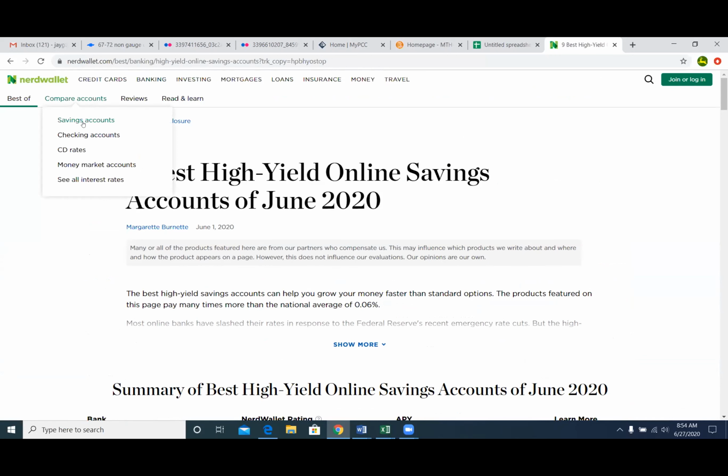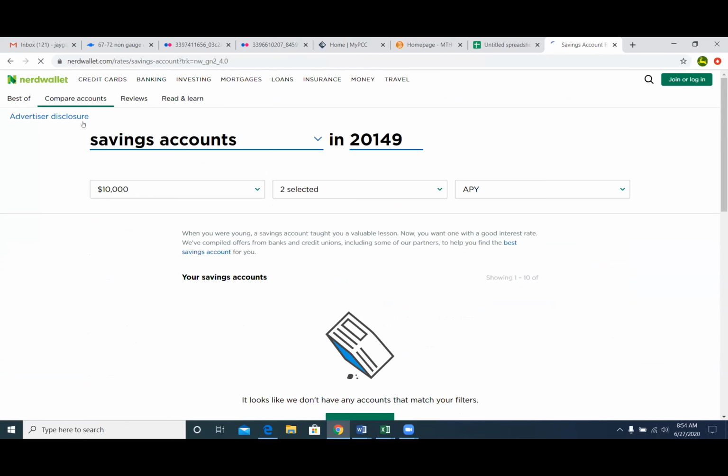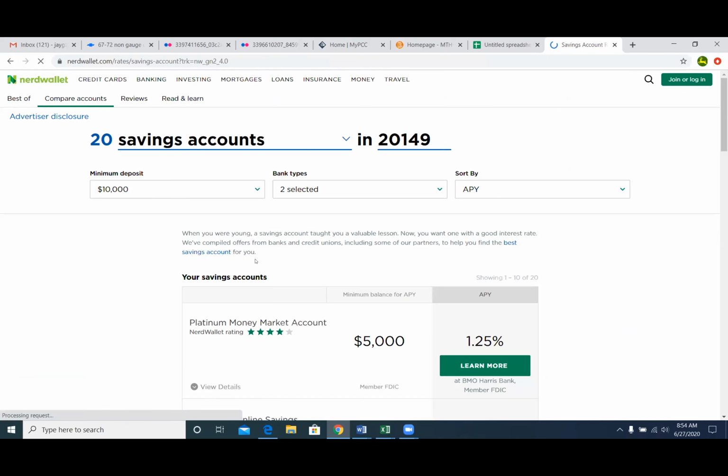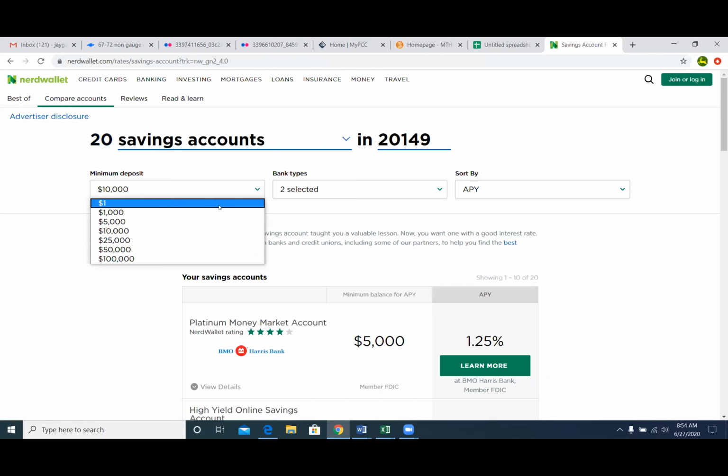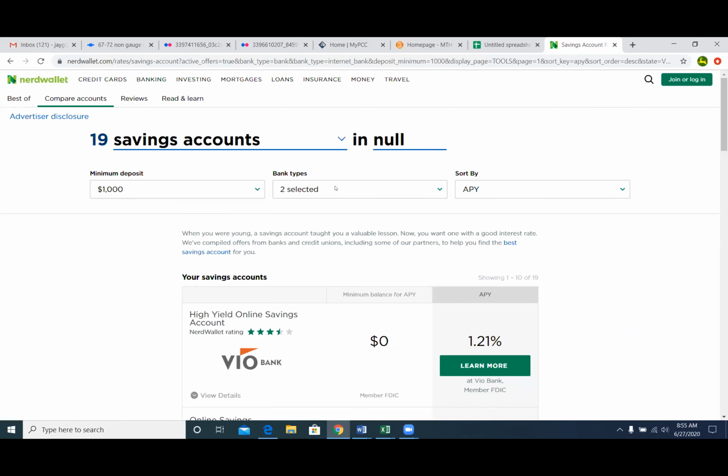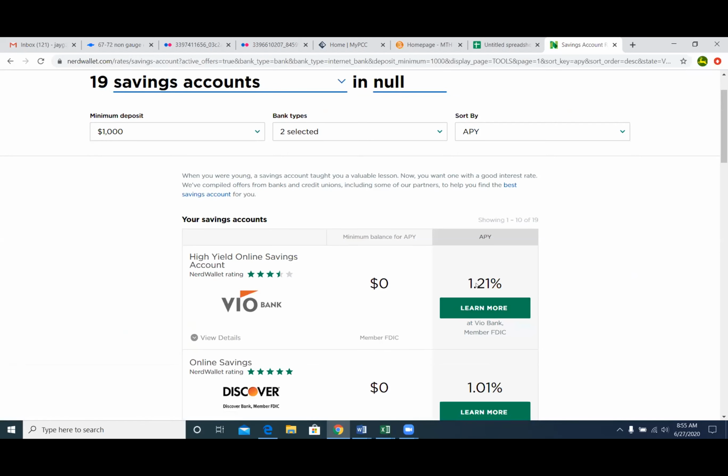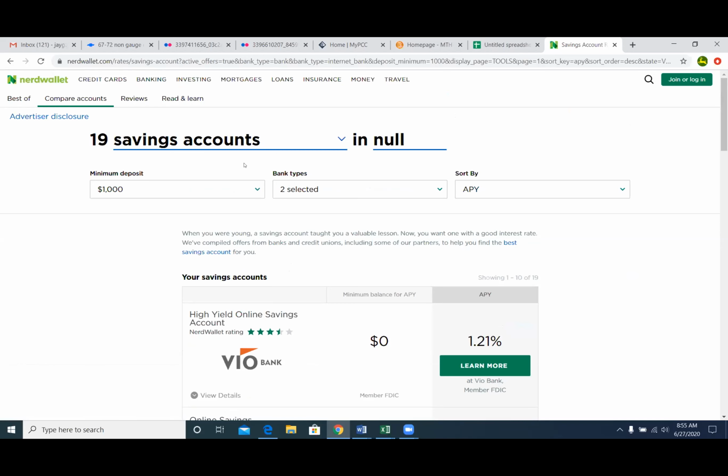I can compare accounts on just savings accounts. These are just any savings accounts. You can go in there and put your minimum deposit in. I don't have that much money, so this and this. And then it's going to be sorted. The best you can get right now is 1.21% interest. And you can do all these kind of things.